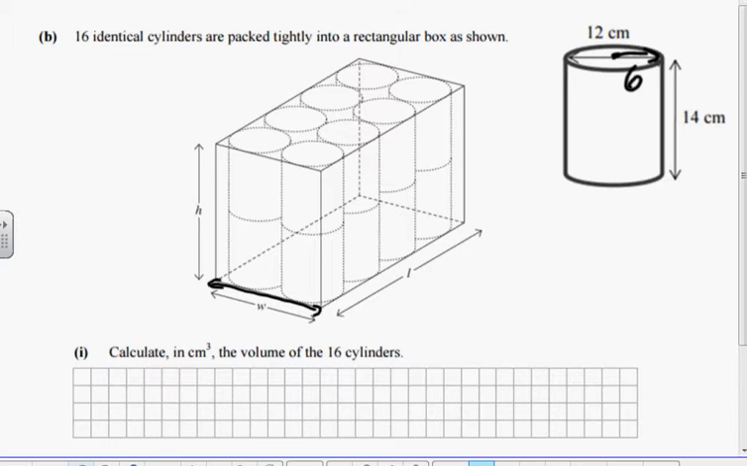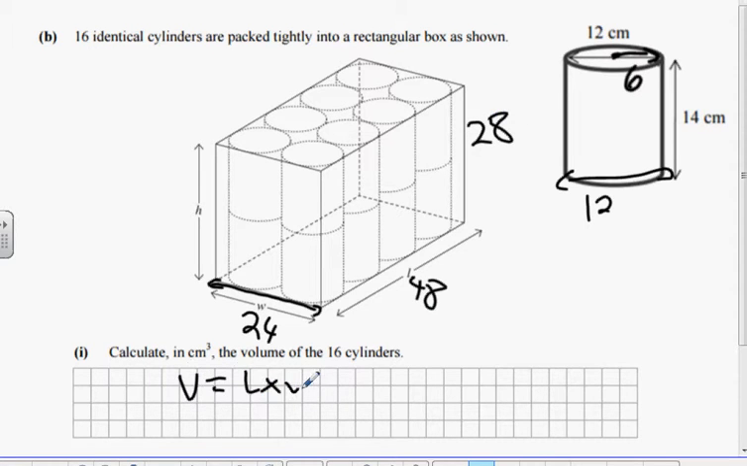Any suggestions? What's the width? You get the width of 2 of them. 12 times 2, which is 24. The width of 4 of them is 12 times 4. So 12 times 4 is 48. The height of 2 of them? 14 times 2, which is 28. And the volume of the box is length by width by height, which is 24 by 48 by 28.